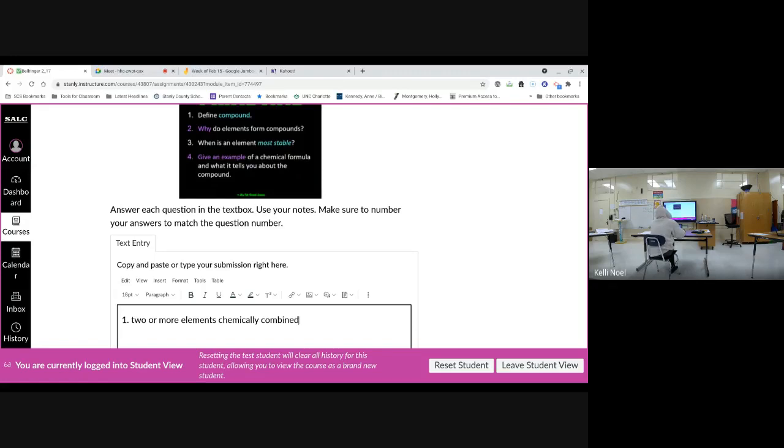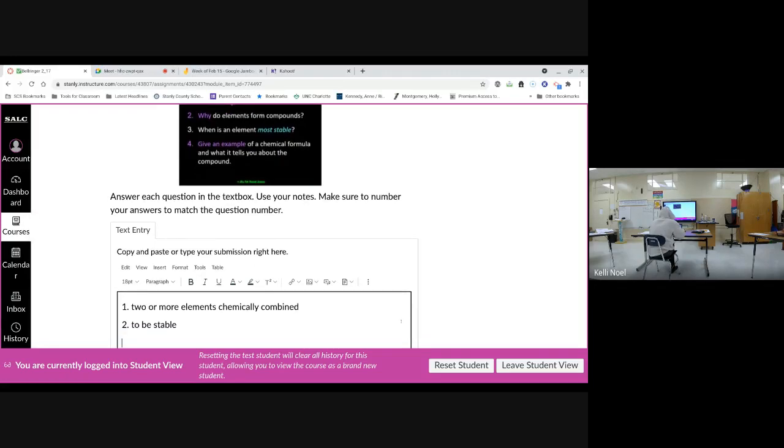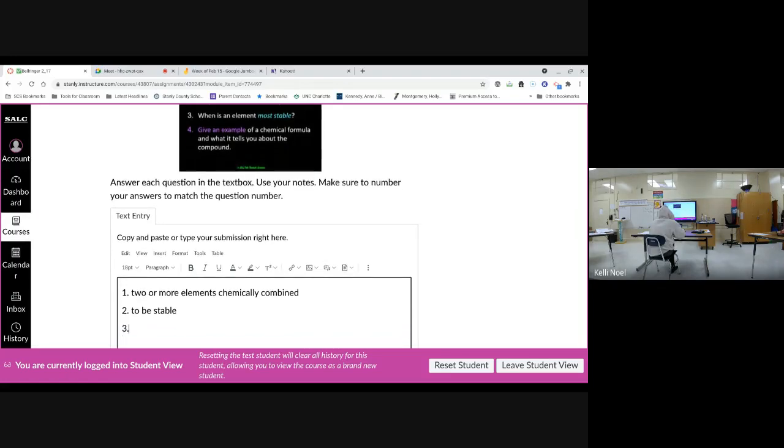And why do elements form compounds? We're going to learn about that today, and it is to be stable. All electrons want to have a partner, they want to be paired up, and when electrons are not paired up in an element, and it appears to be extra ones, they want to be stable. When is an element most stable? We're going to learn that today. It's when they have a complete outer energy level, which means 8 valence electrons.